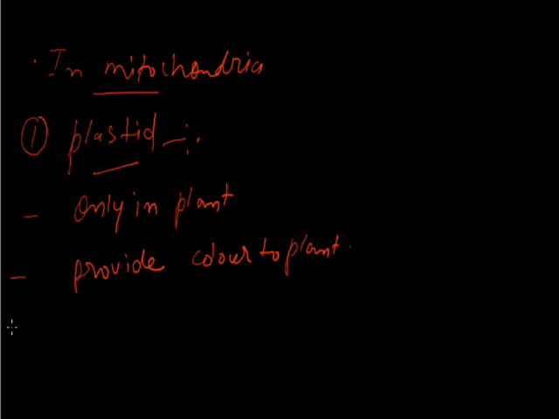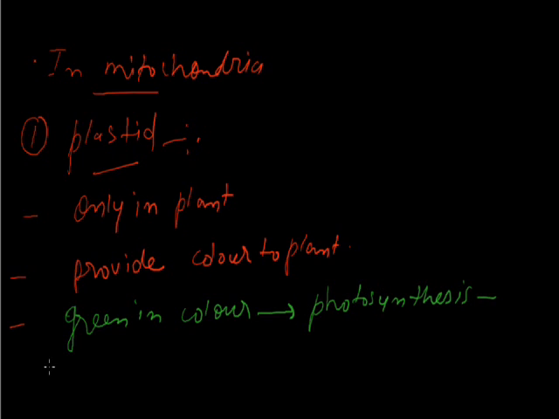We know that leaves are green in color. Due to the presence of this green color, they carry out an important process known as photosynthesis. This is a very common special feature of the plant. By the process of photosynthesis, they form their own food, so they are known as autotrophic organisms.